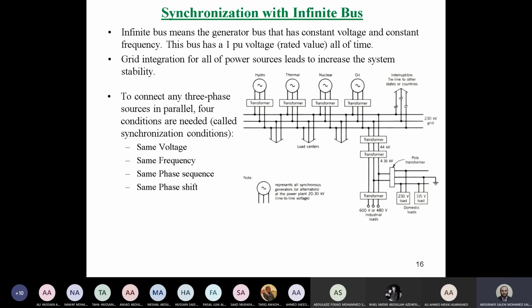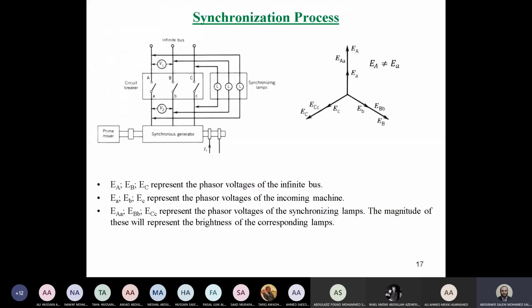Last class, we discussed the meaning of synchronization and the meaning of infinite bus, and we agreed together that in order to connect a generator to an infinite bus, we have to fulfill 4 conditions. What are the 4 conditions to connect a generator to an infinite bus?